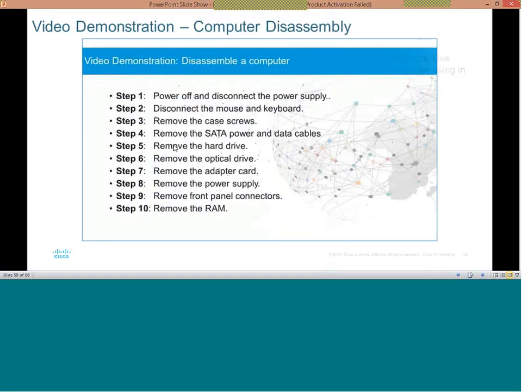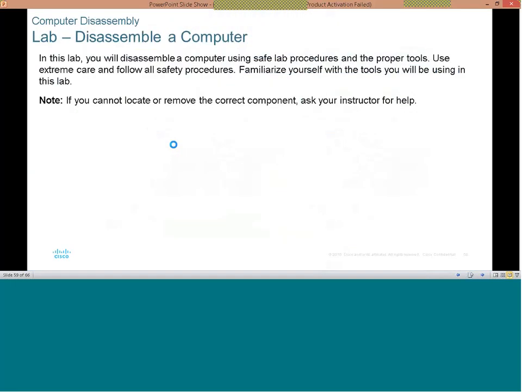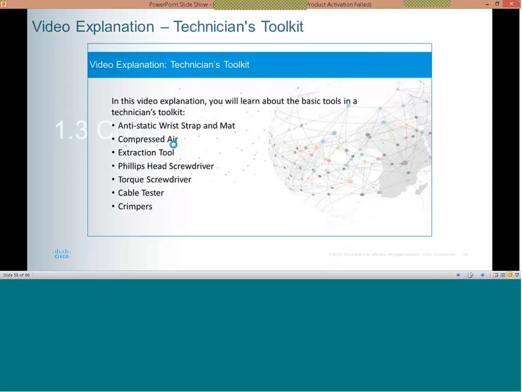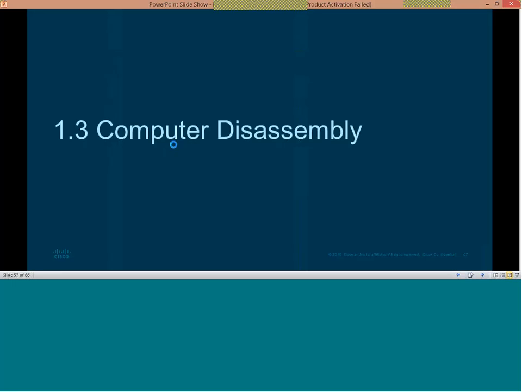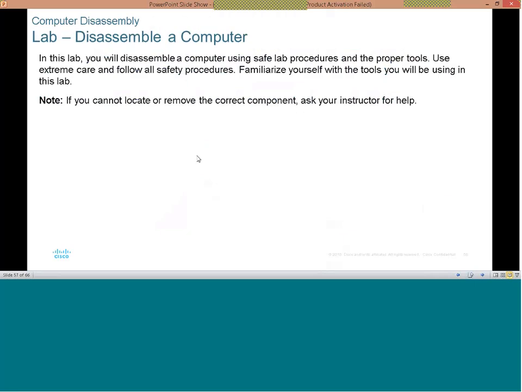And then here we're talking about computer disassembly. It's one thing to have a system, it's another thing to disassemble the system and probably diagnose some advanced faults. And what you have disassembled, you need to be able to assemble again. Okay, so we'll look at the procedure for this.